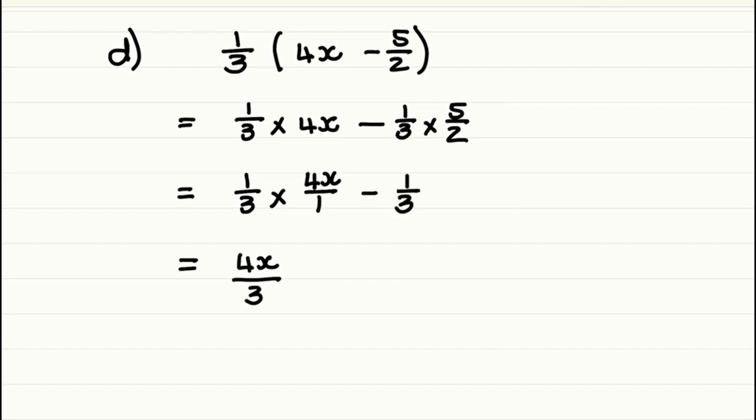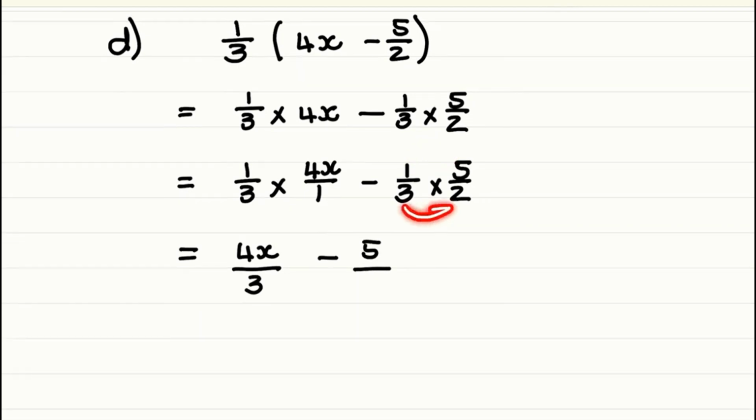And for the second term, we have 1/3 times 5 over 2. So we multiply the numerators with each other and the denominators with each other. So 1 times 5 will give me 5 over 3 times 2, which will equal 6.